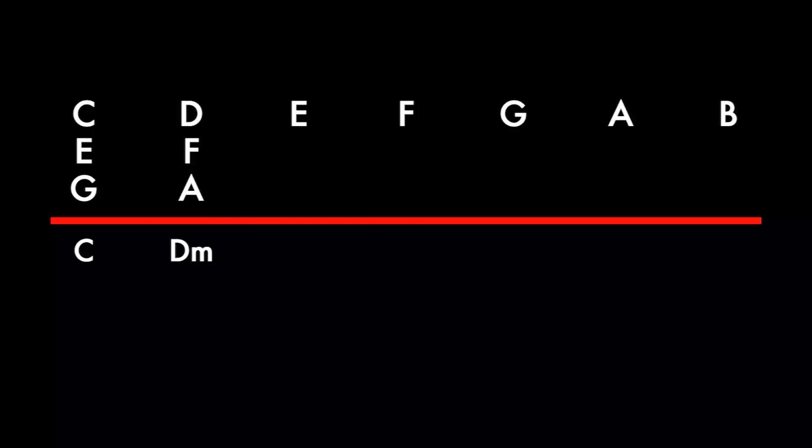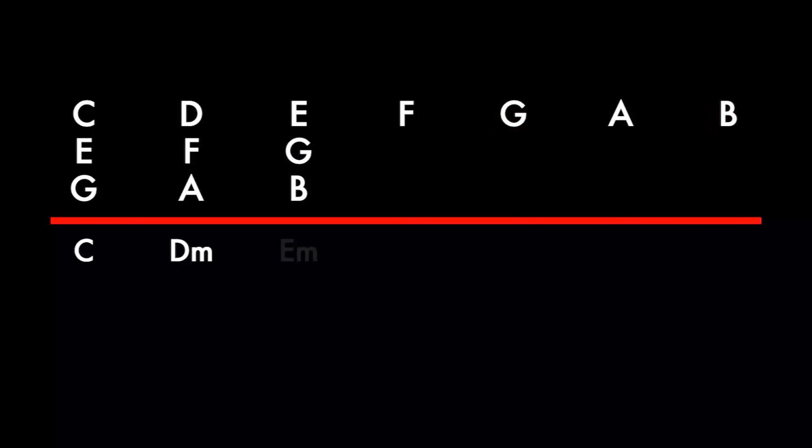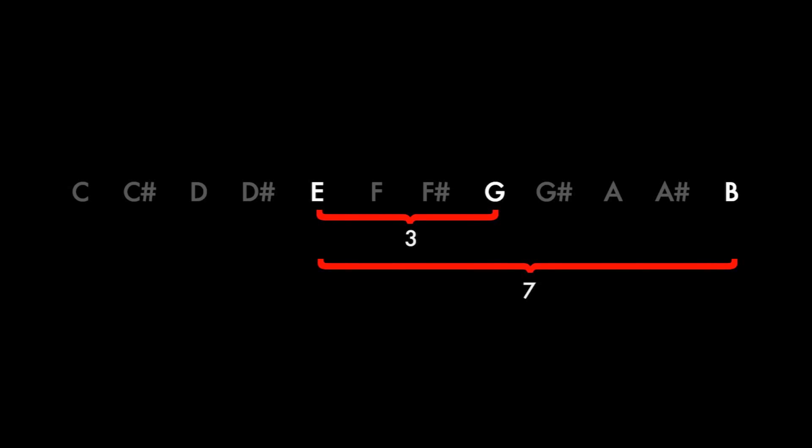So far we have C major and D minor, and we can continue by taking yet another step to the left, starting with the E note this time. If we repeat the above exercise, we'll find that we have the notes E, G, and B. And if we look at the intervals, we find the same pattern that we found in the D minor chord.